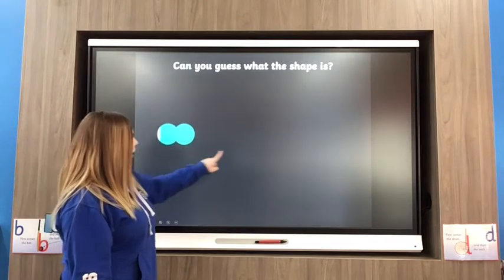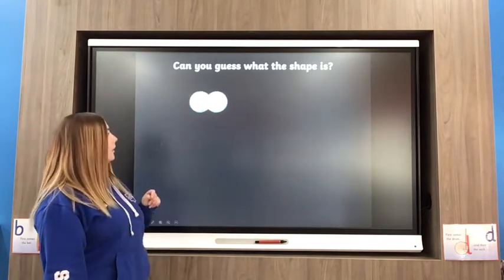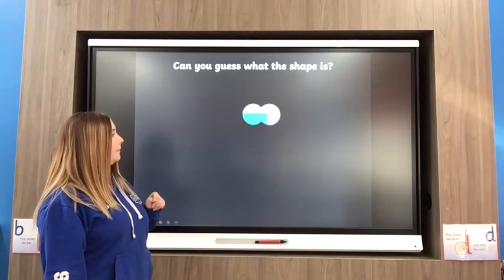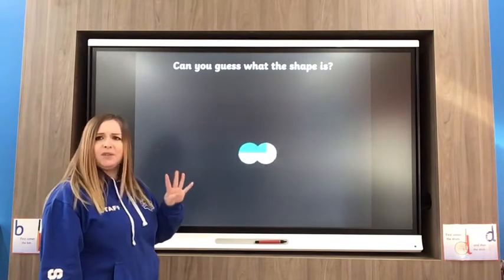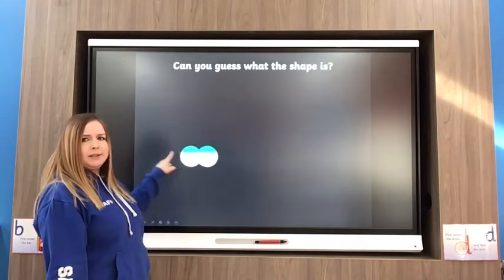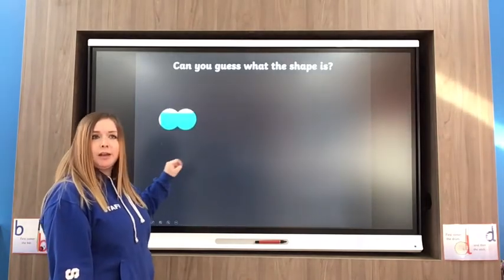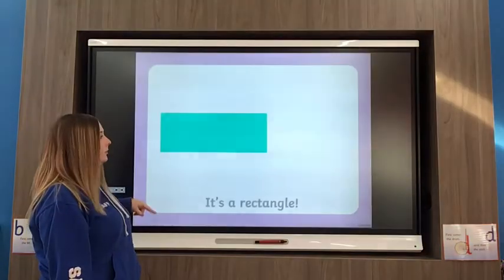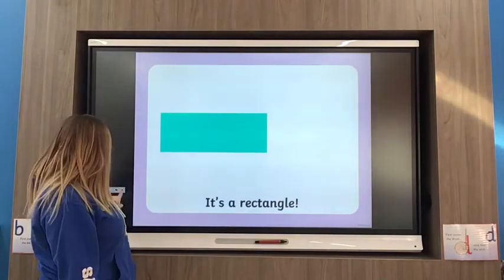Next one. Oh, it's got a very long edge along here. Okay, I think there's 4 all together. This one seems very long. What shape could it be? A rectangle, brilliant.